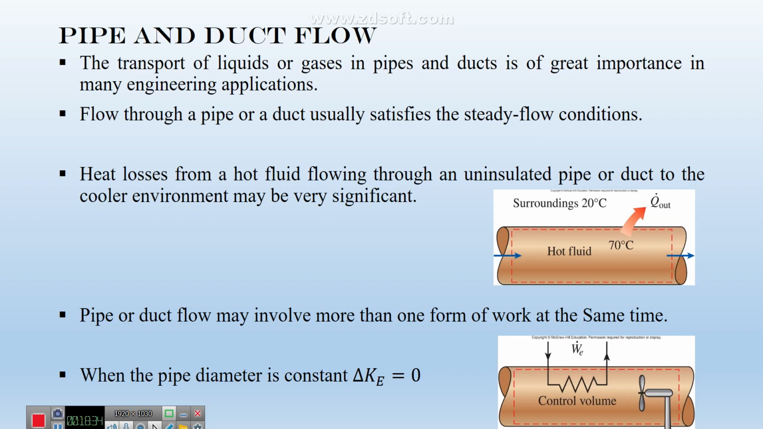So what's the difference between pipe and duct? Normally a pipe has a circular cross-sectional area, and a duct has a non-circular cross-sectional area.